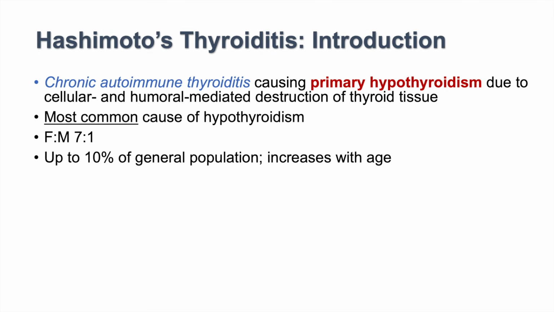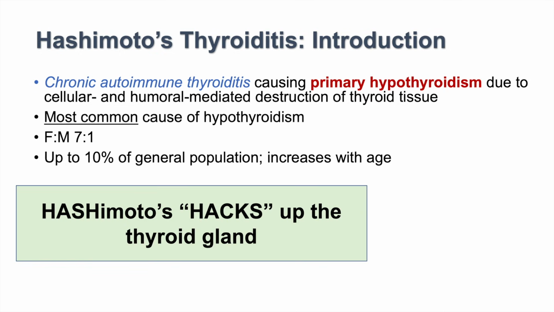So how are we going to remember that Hashimoto's causes hypothyroidism? Well, I want you to think about the phrase Hashimoto's hacks up the thyroid gland. Picture an axe, and you're essentially just chopping up a thyroid gland. And if you have a chopped up thyroid gland, if it's hacked up, well, it's not going to be functional. It's going to be hypothyroid. So that's how you're going to remember that Hashimoto's causes hypothyroidism. Hashimoto's hacks up the thyroid gland.